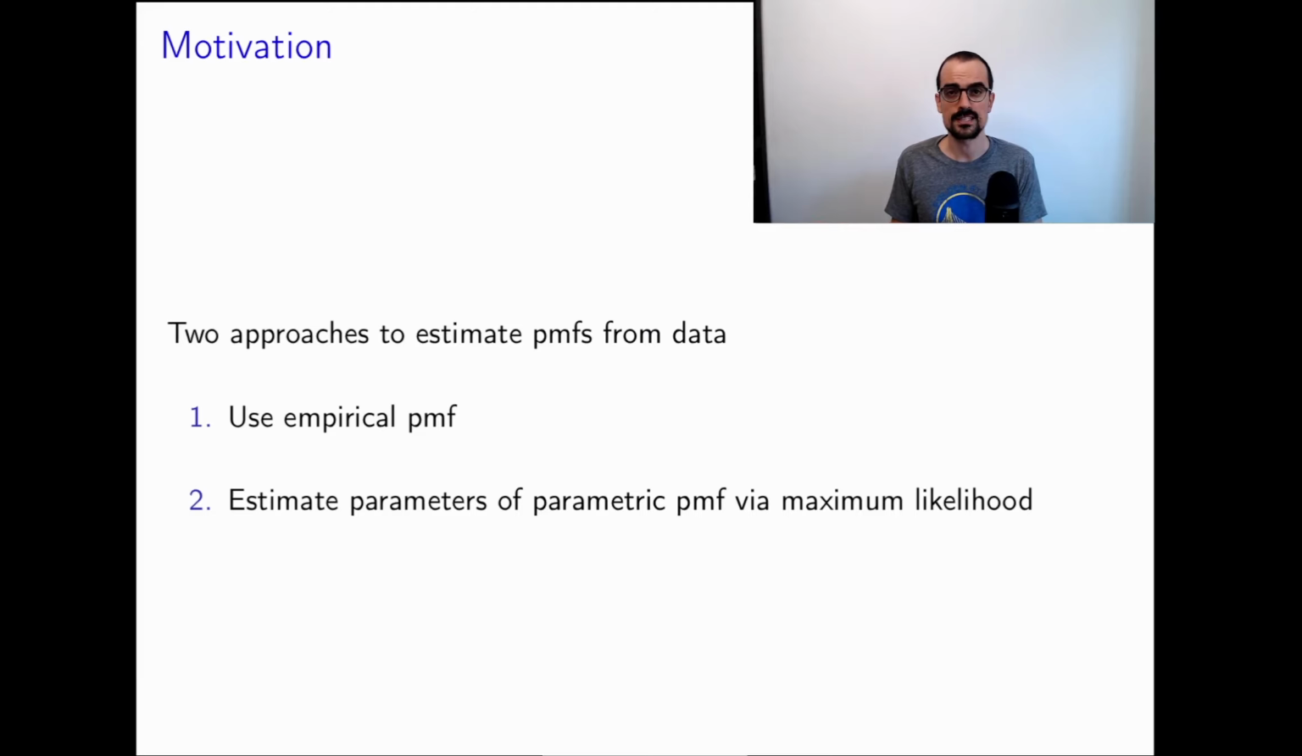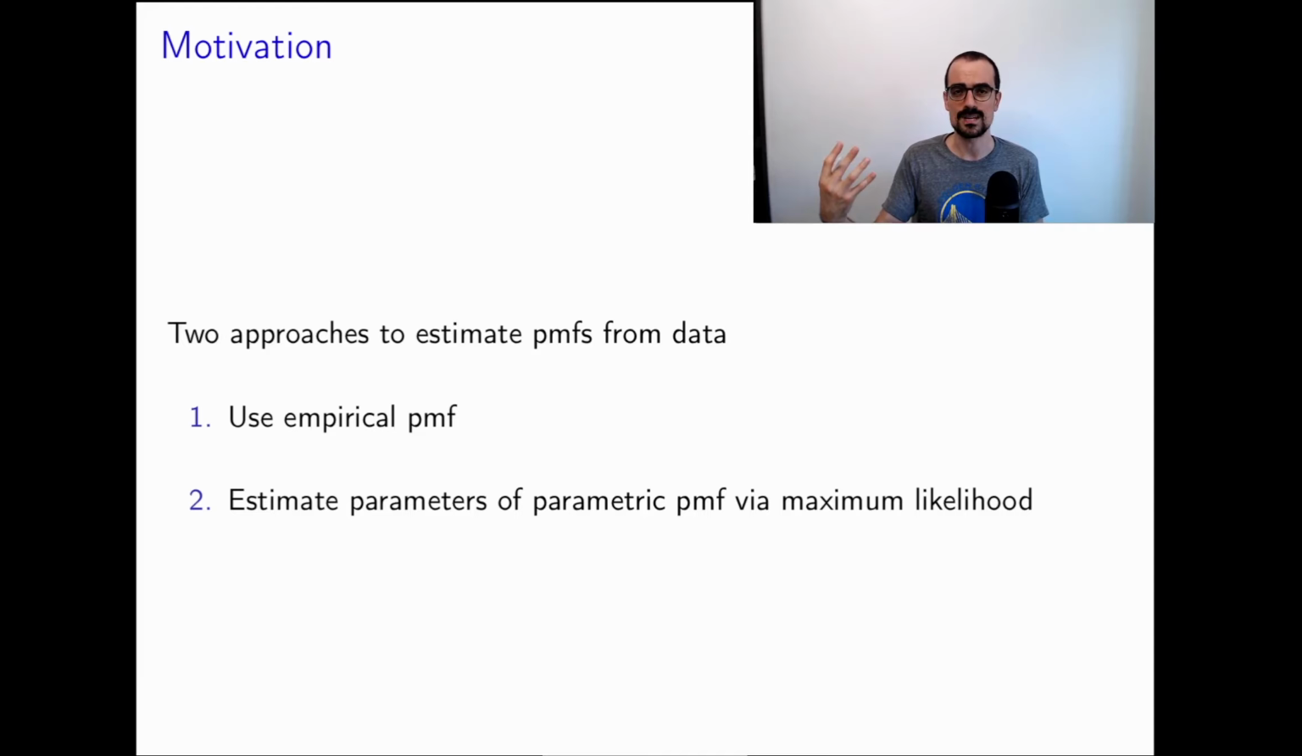The motivation is that we have learned two ways of estimating the PMF of a discrete random variable that models a certain quantity. The first approach was very simple. We just directly use the empirical probability that that quantity equals each of its possible values, and that's the empirical PMF.